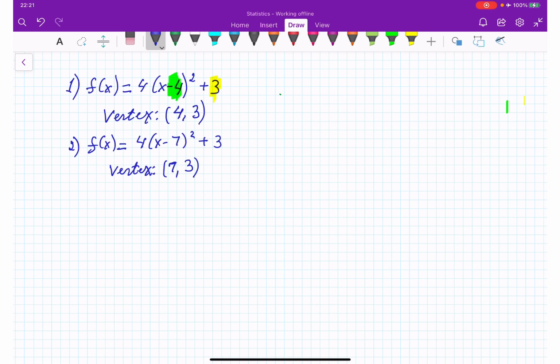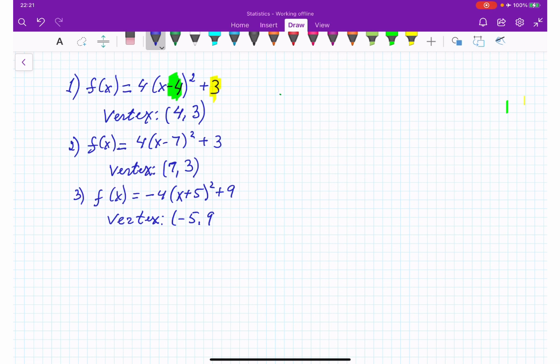Question number 3. We have f of x equal to negative 4 times (x plus 5) squared plus 9. So the vertex here is going to be what? We have plus 5, so it's going to be negative 5 and plus 9.